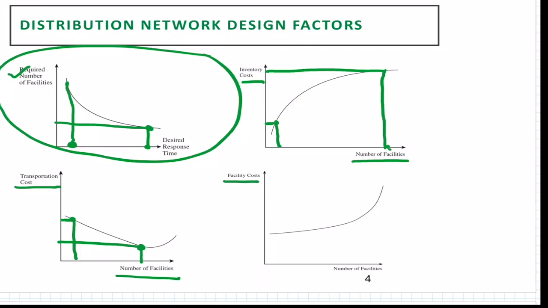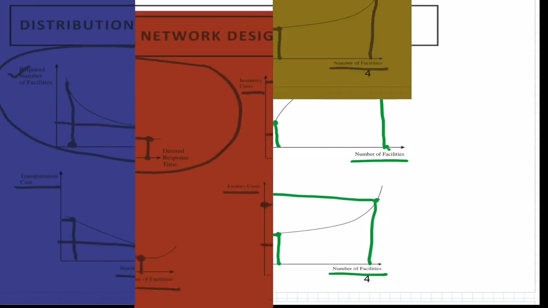Facility cost versus number of facilities. So when the number of facilities is low, obviously facility cost will be lower. And when the number of facilities is high, obviously facility cost will be higher too.